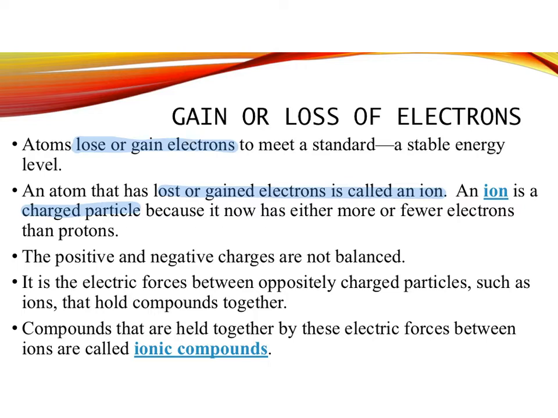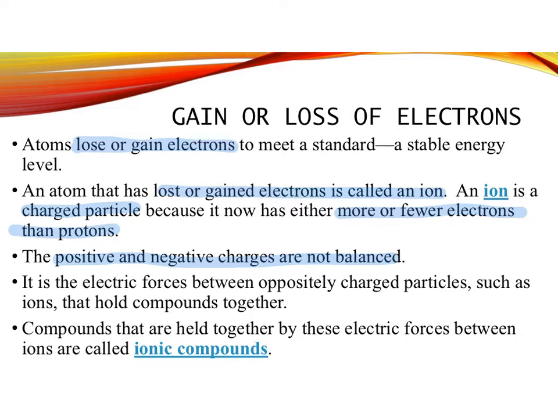And the whole reason it's charged is that the number of electrons no longer equals the number of protons. There are either more electrons or fewer electrons than protons. All right? The proton number doesn't change, but the electron number does. And so these positive protons and negative electron charges are no longer in balance like we see in neutral atoms. It is the forces between the oppositely charged particles that hold the compound together. So the ions are held together by a force between the positive and negative charges of those ions.